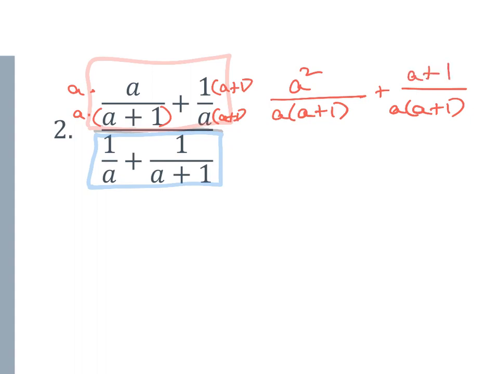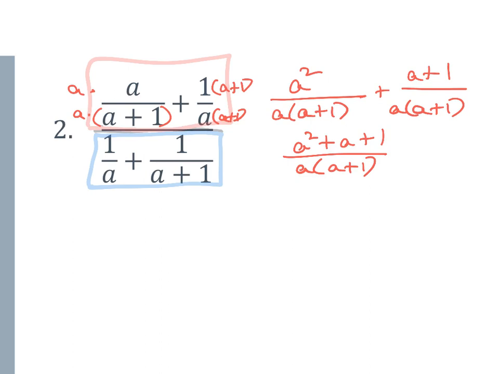I'm now going to add the numerator, and I end up with a squared plus a plus 1 all over a times a plus 1. I'm now going to do the same thing to the denominator that I've boxed in blue here. Okay, so again, same thing.